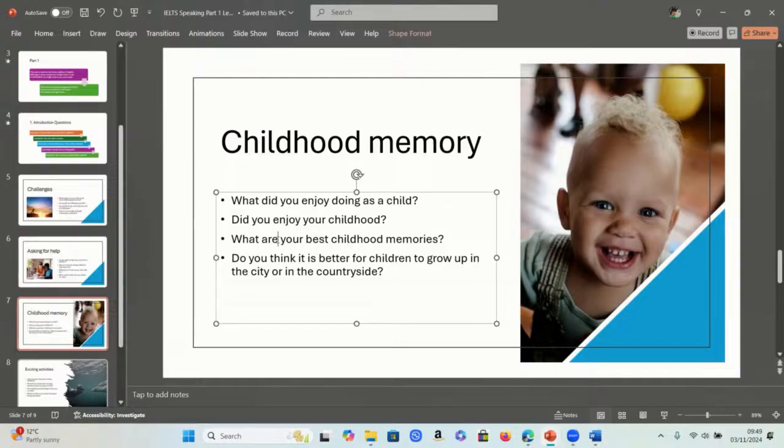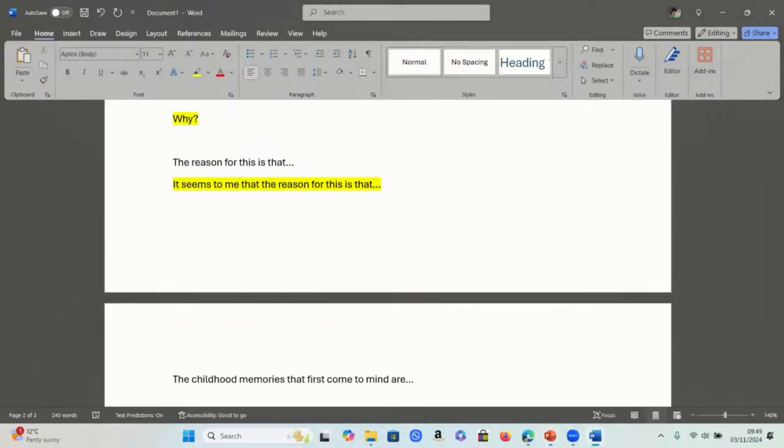So what are your best childhood memories? So the childhood memories that come to mind, or first come to mind, are, you could say something like that. You start like that, and then you want to say because or another word for because. So we'll say as or due to the fact that. And then we want to say for instance. And it goes along like this.